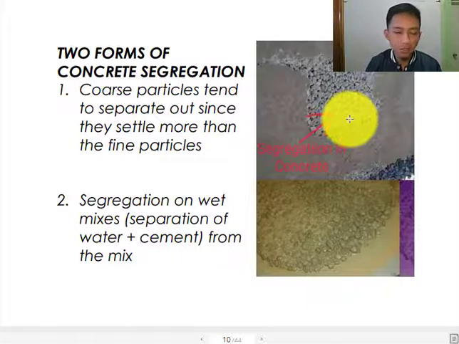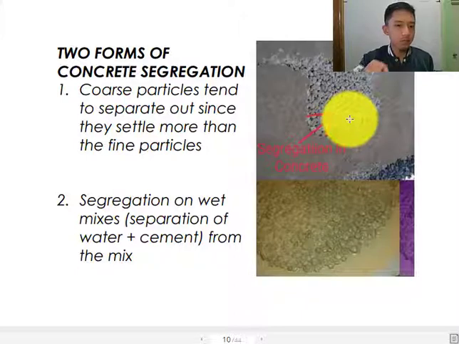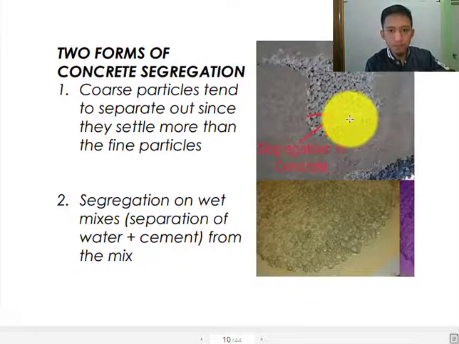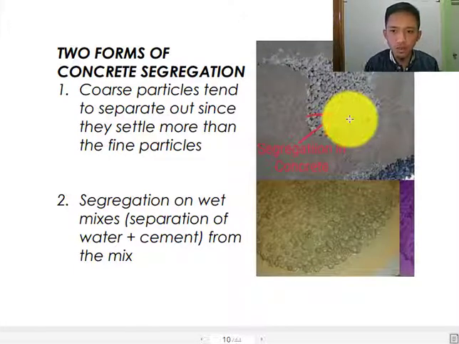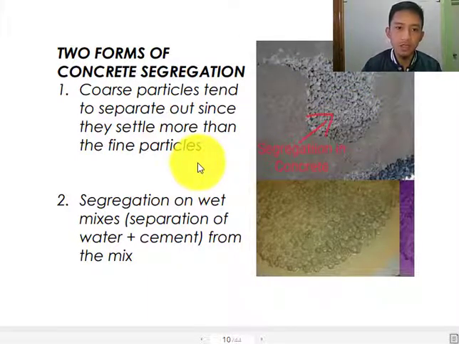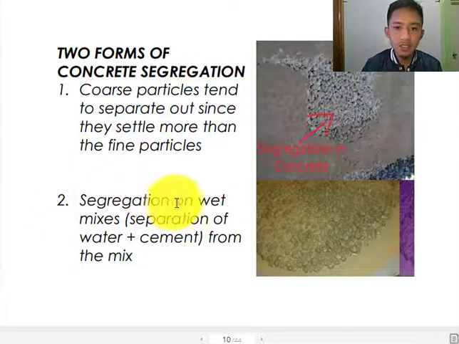That's why, if they are using a pump or pouring manually, they use a downspout, or a rubber or plastic pipe, to carry the mix to the location where it will be placed. That way they will not drop it, and it will not cause segregation.